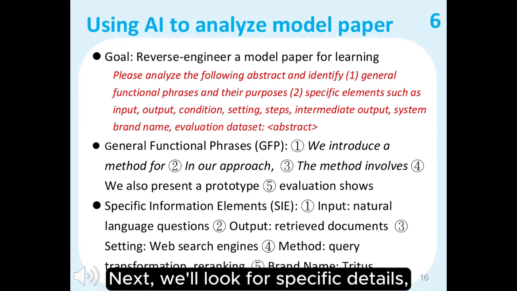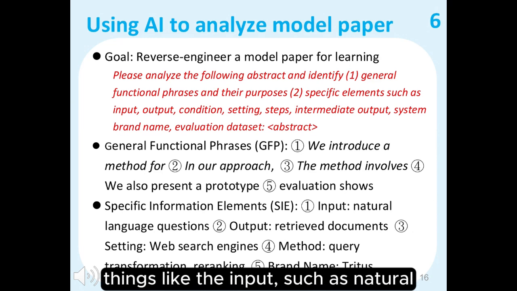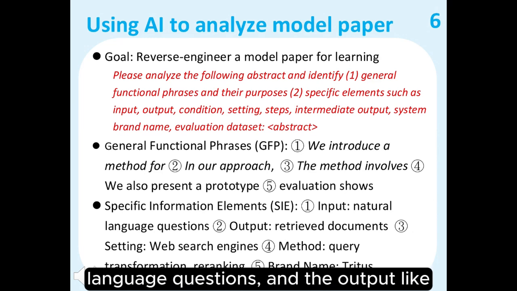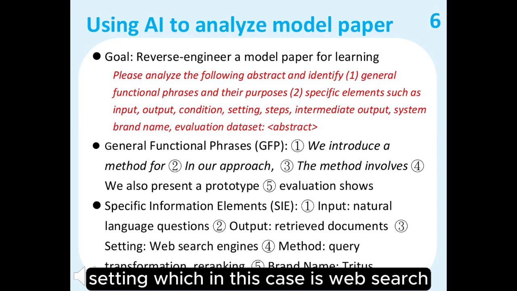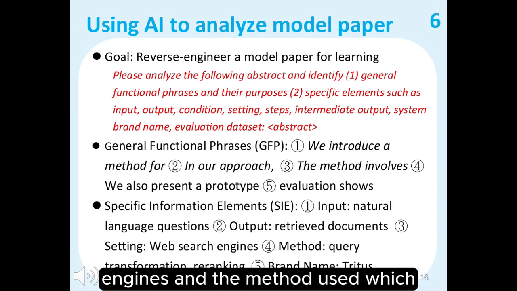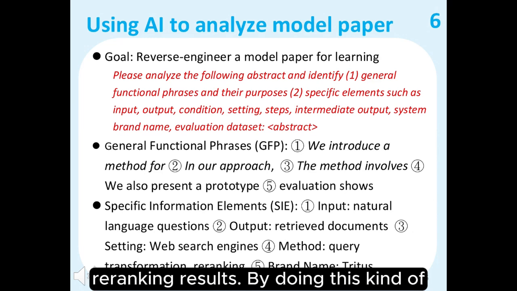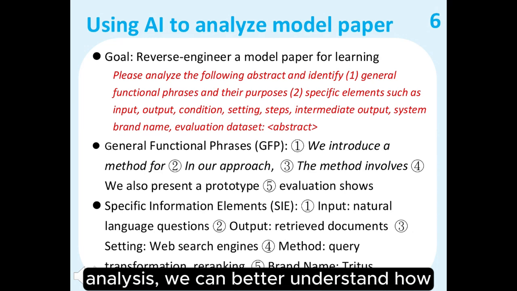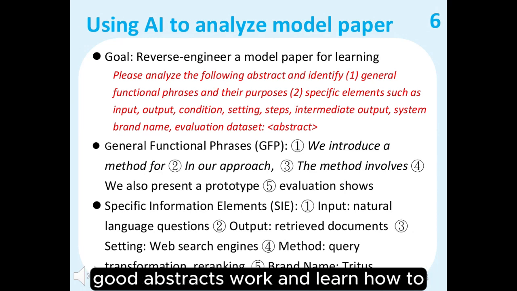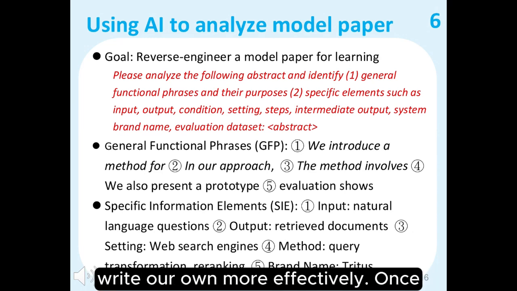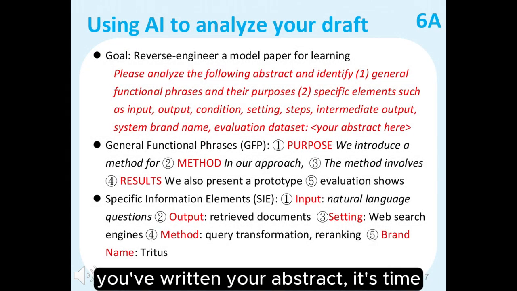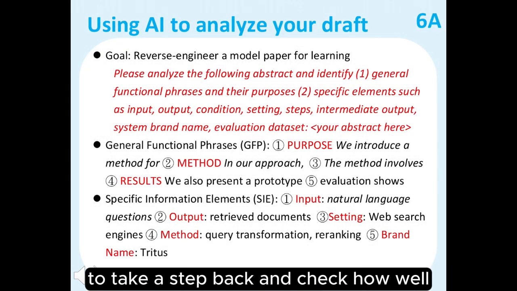Next, we'll look for specific details, things like the input, such as natural language questions, and the output, like retrieved documents. We'll also note the setting, which in this case is web search engines, and the method used, which includes transforming queries and re-ranking results. By doing this kind of analysis, we can better understand how good abstracts work and learn how to write our own more effectively.